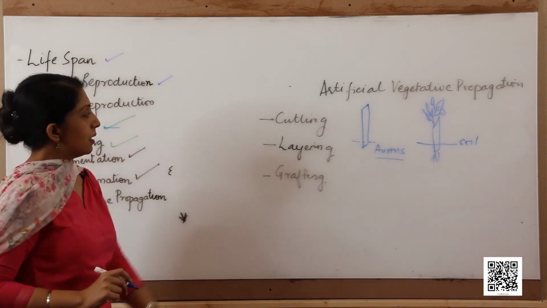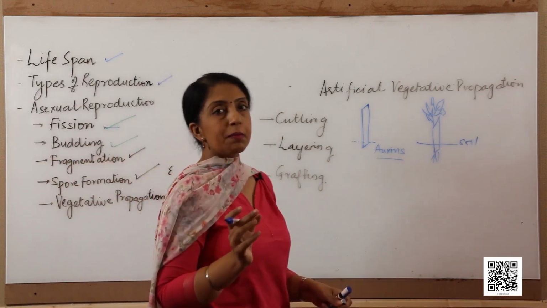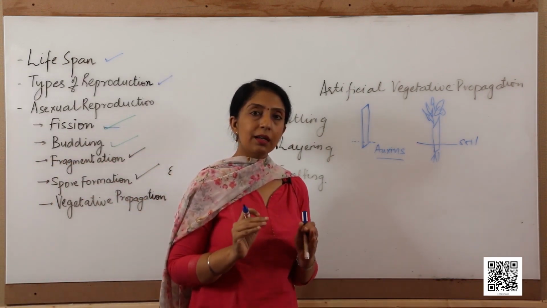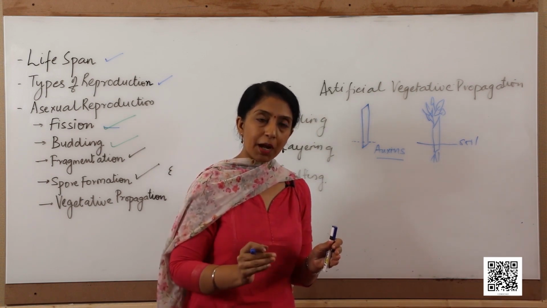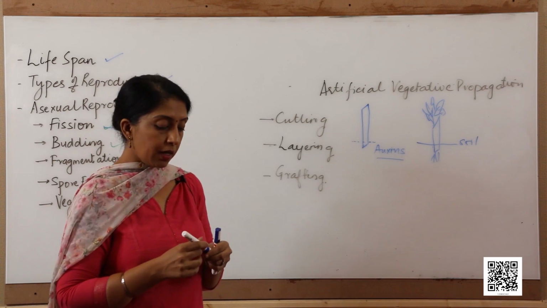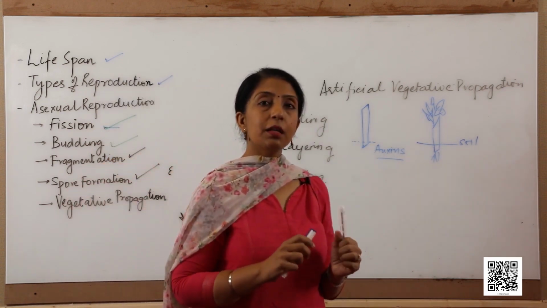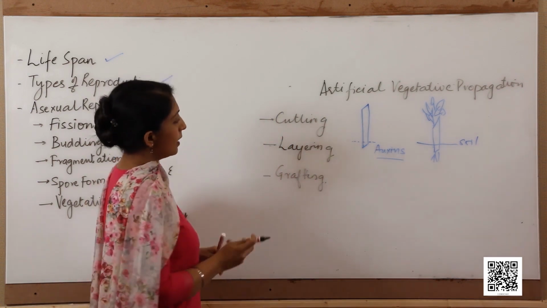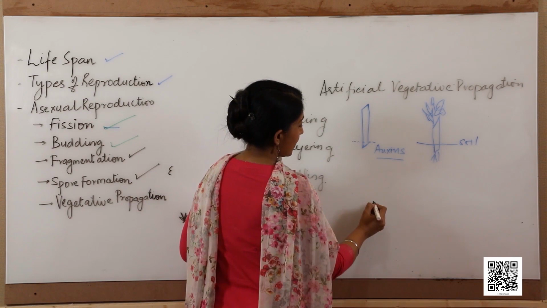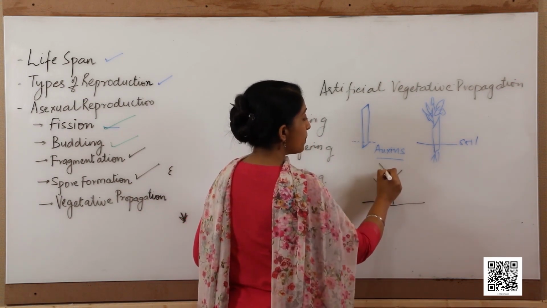The second method is that of layering. Layering can be of two types. One, the layering is done at the soil using the basal branch of a plant. Another type of layering is done in the air, and basically that is done in the larger trees. So what happens in layering? For example, we have usually done it in jasmine plants.